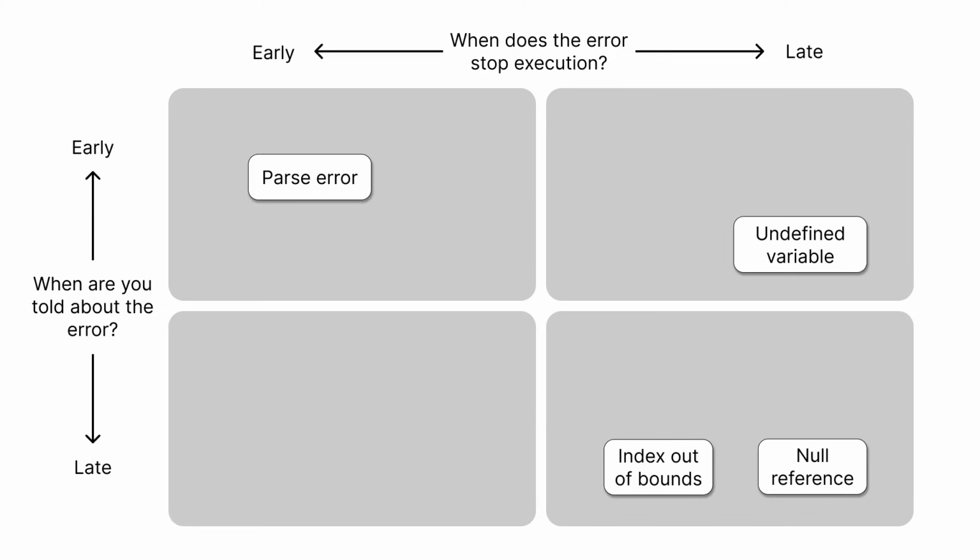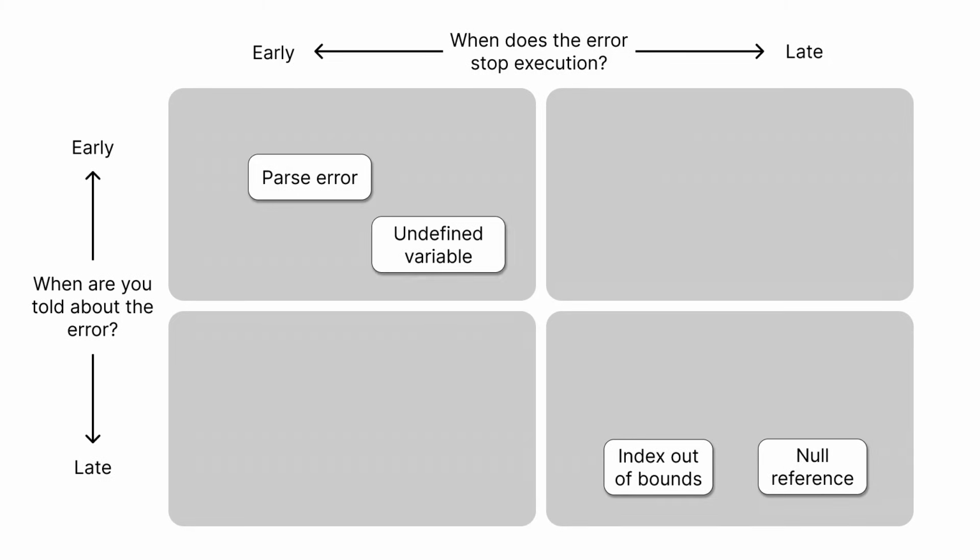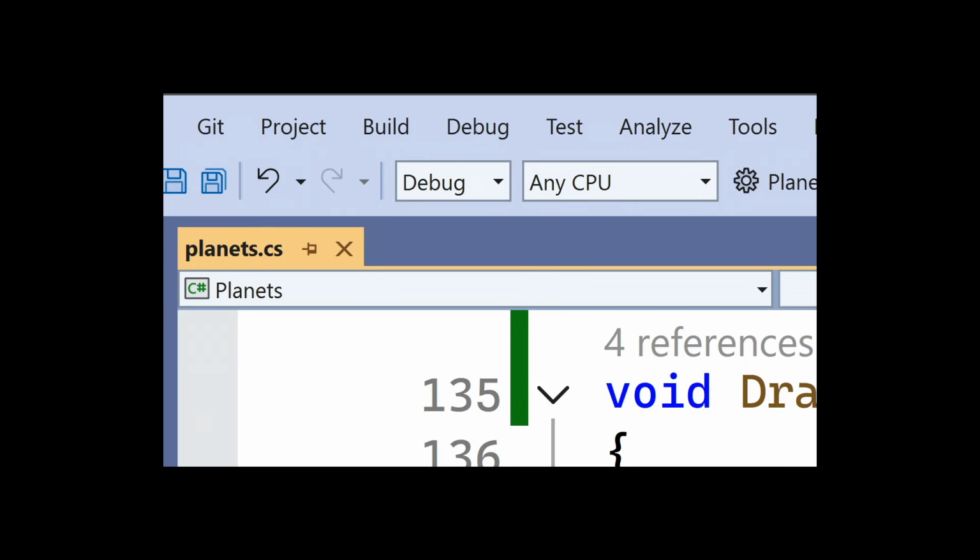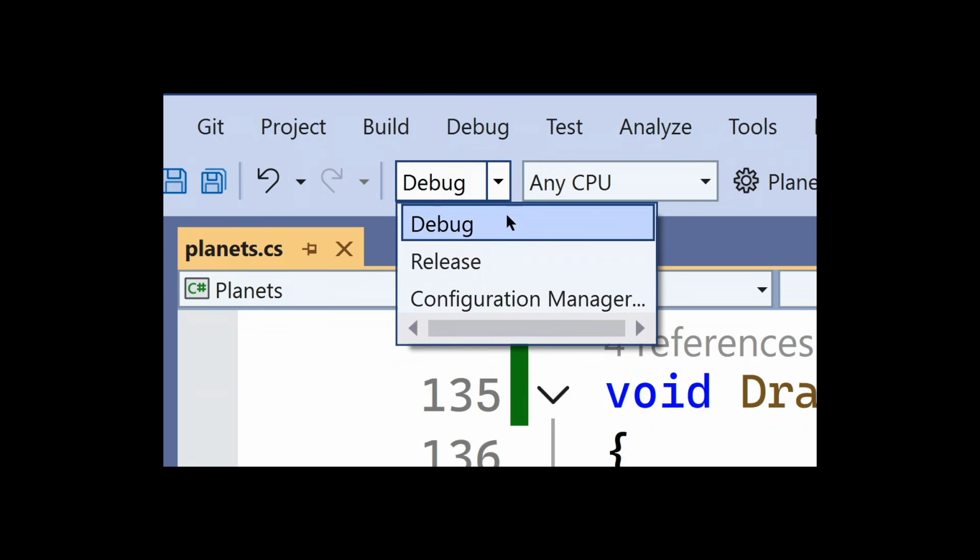So I propose that a language should let you choose which quadrant to put these errors in. So while you're experimenting, you set the language to be lenient. And when you want to finalize your feature, you reconfigure the language to be strict and you clean up. This concept with two modes is a bit similar to debug builds and release builds.